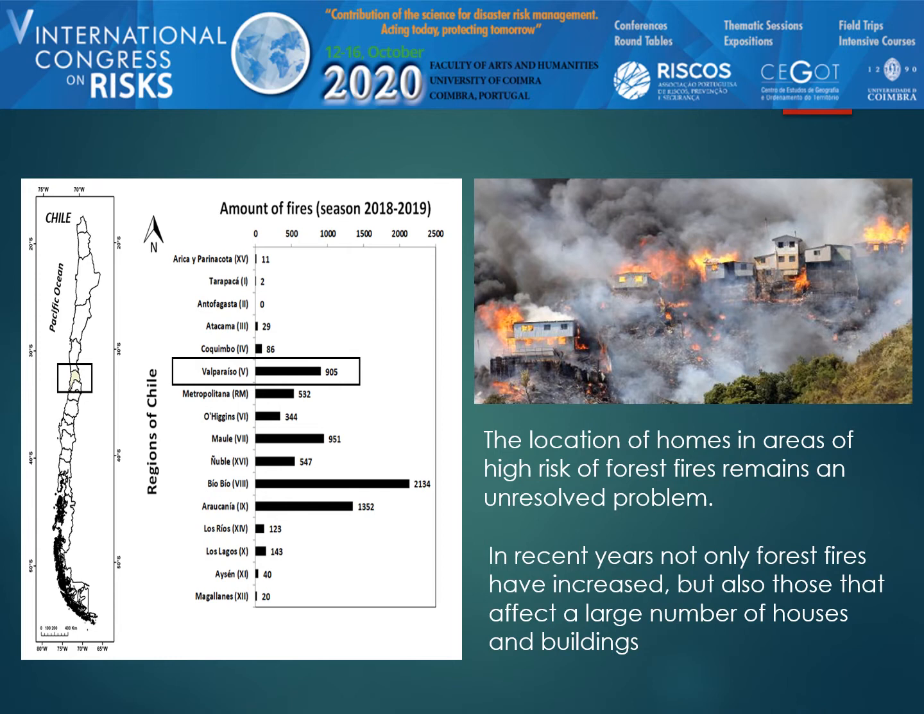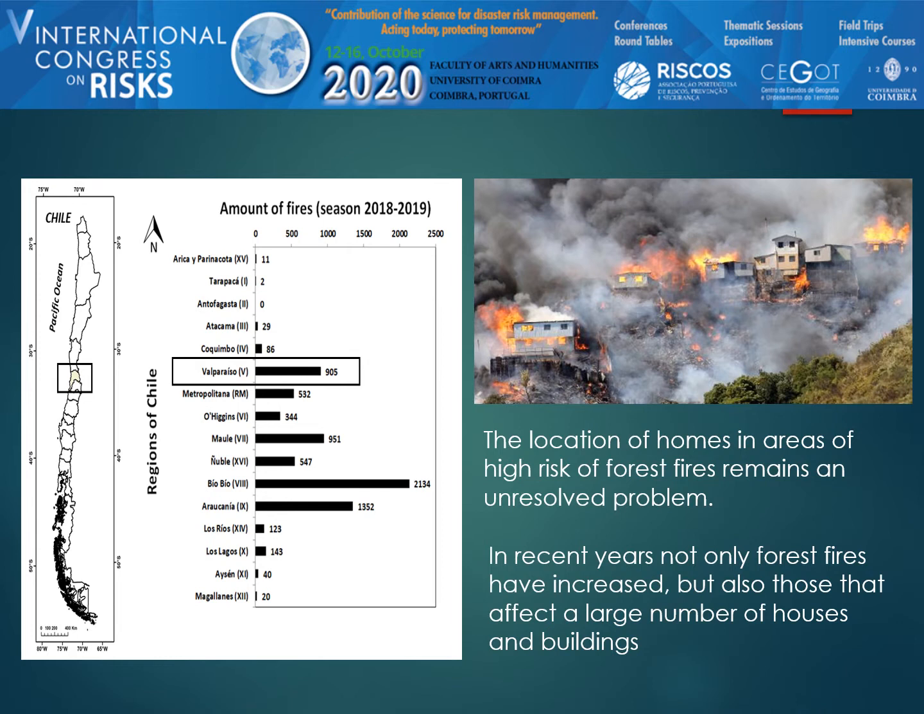Then the location of homes in areas of high risk of forest fires remains an unresolved problem. Many small fires, for example, near areas with dense vegetation, cause violent advance of fire because, among other factors, there is the wind. This is a case of what happens in the coastal zone of Chile.